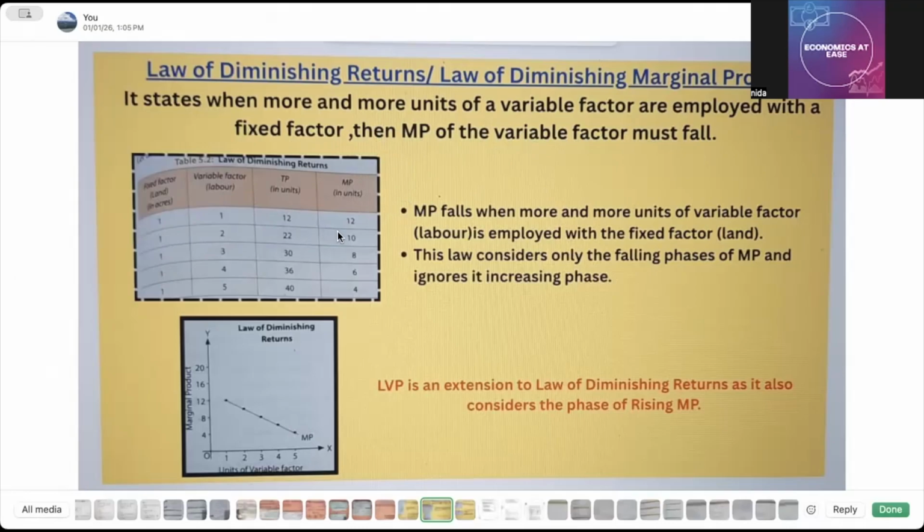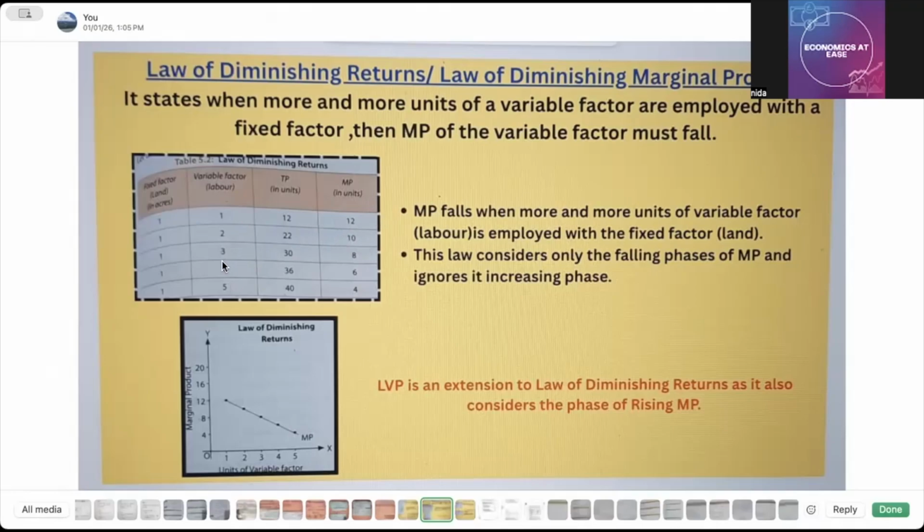We can easily see the difference. As the TP increases here, we are going to ignore TP, but I'm just making you understand what they want to state with this definition. As the variable factor increases, 1, 2, 3, 4, and 5, MP starts decreasing with every additional unit of variable factor. We are taking the variable factor as labor here, right? You can see that when labor was 1, MP was 12. Then as we increase labor to 2, MP falls to 10.